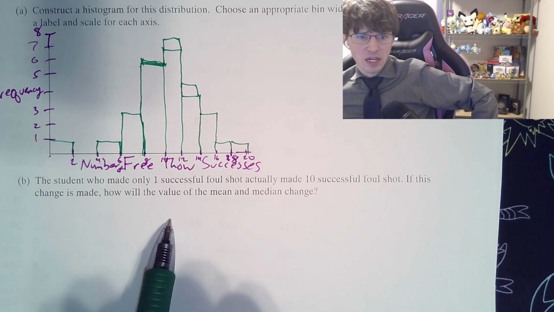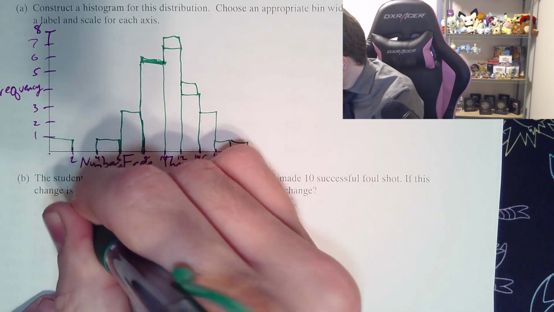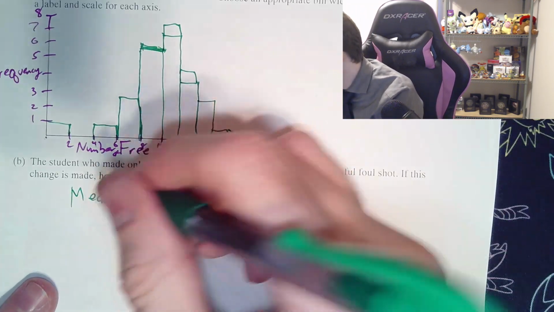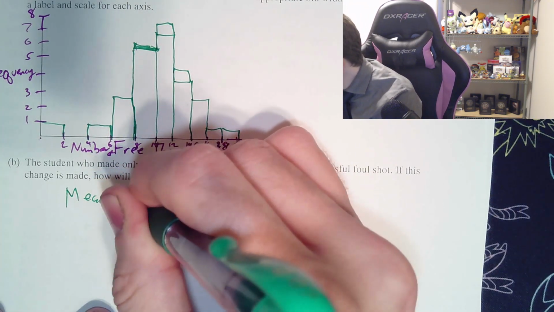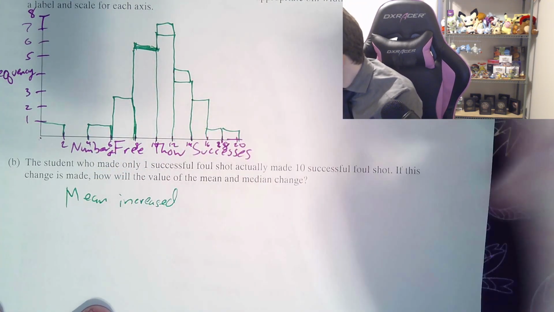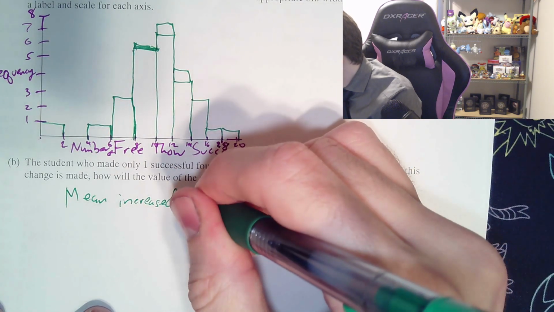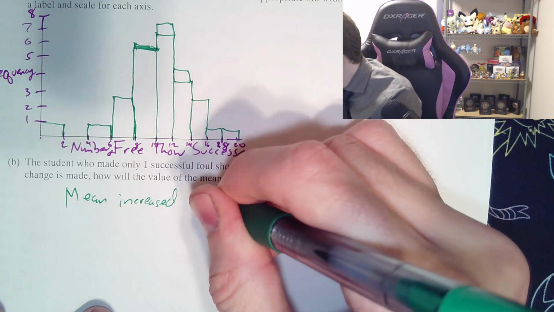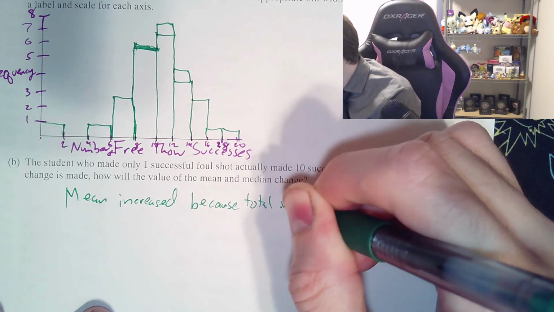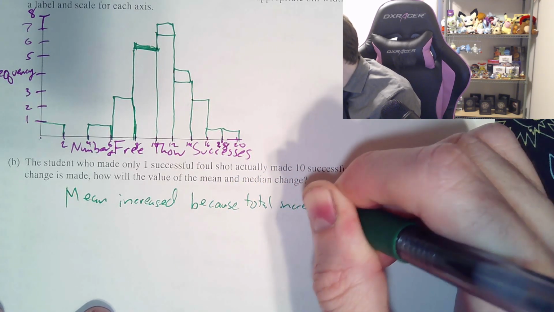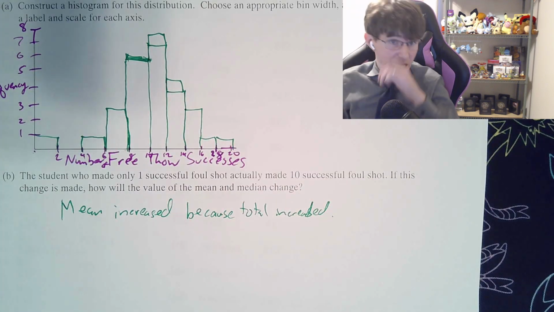If this change is made, how will the value of the mean and median change? So the mean will definitely increase. So we could say mean increases because the number increased again. So just like before in that previous multiple choice question, the mean increased for sure because total increased. However, the median, where's the median again?